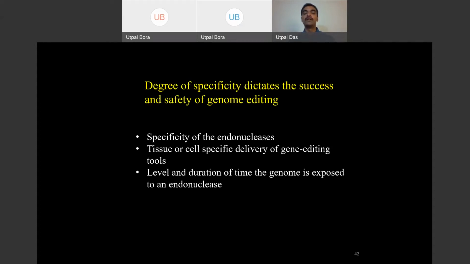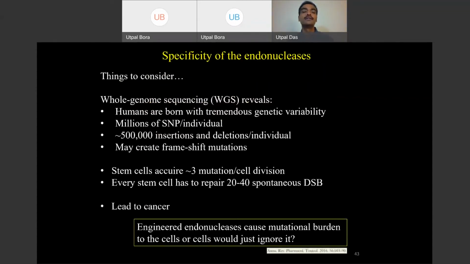So basically, there are certain things we can do with our nucleases to increase the specificity. And also we can develop, or people are developing, different delivery systems that will lead to better specificity. And of course, the duration and the time the genome is exposed to an endonuclease is also critical for specificity. But before that, just a trivial thing.